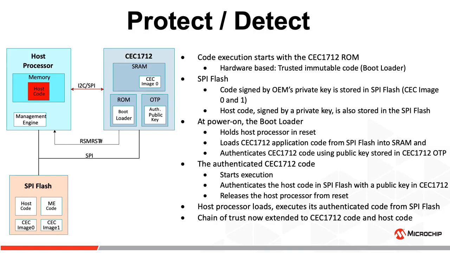Now, through this process, we actually talked about 3 particular steps where we have done the verification of the authenticity and the integrity of the system. So essentially what we've done is we have now created a chain of trust. We start the chain of trust with the CEC 1712, and then use that to extend it to the management engine code and the host code that's in the system. And that is how we protect, detect, and recover.